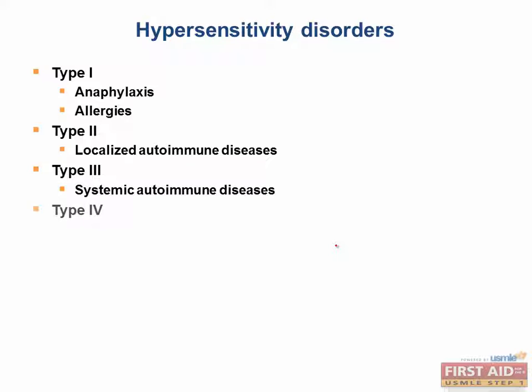Type 4 is delayed, and where do we see this? We just said with poison ivy, but all the contact dermatitis reactions and the reactions that are delayed, as its name implies, delayed type hypersensitivity. So poison ivy, like we said, also the PPD skin test is type 4 hypersensitivity.